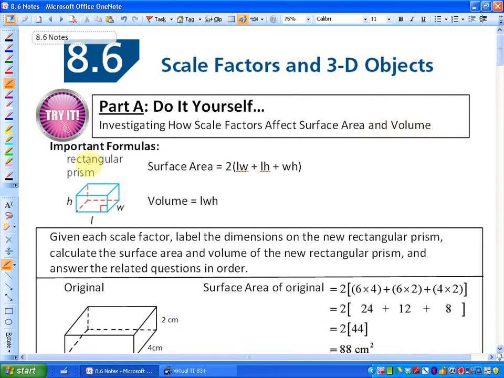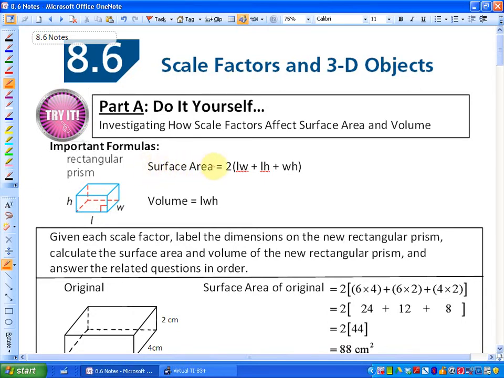What we're going to look at in this activity, and if you're my student, you may have your study guide out, is a try it and do it yourself activity. You're going to be discovering the impact that scale factors have on surface area and volumes of three-dimensional shapes based on a rectangular prism. So here's two formulas that are going to be useful.